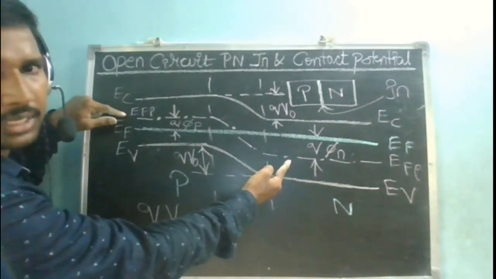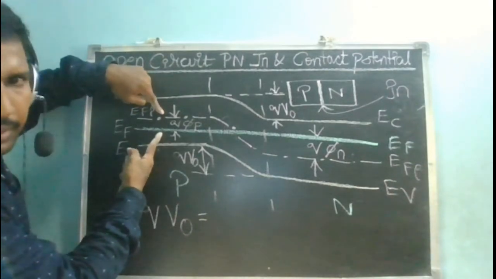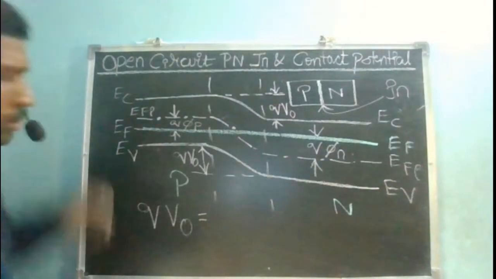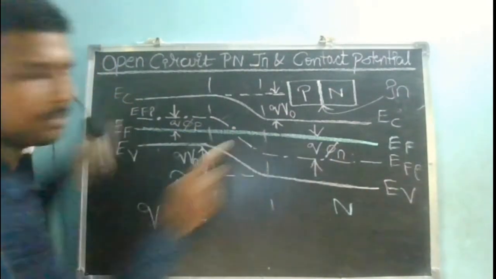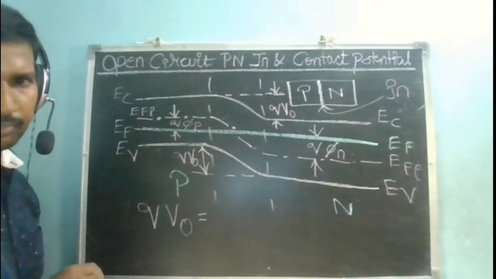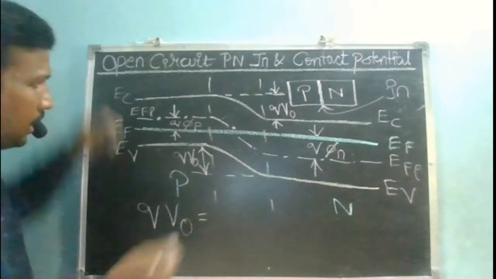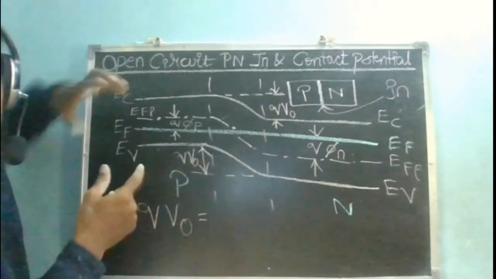What is the distance between EFi and EFi? From EFi to EF is Q times phi p, and from EF to EFi it is Q times phi n. So the distance from EFi to EFi is Q times phi p plus Q times phi n. Yes or no? Yes, sir. So the distance between EC is Q times V naught.